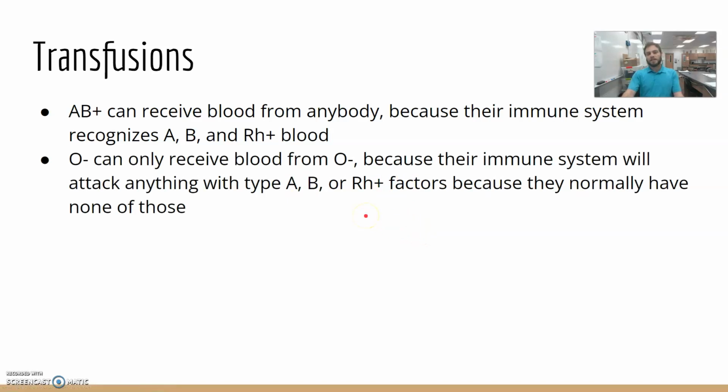O negative is the universal donor, but as a result, they can only accept blood from O negative individuals. Type A, type B, type AB blood is not going to work for them. Anything that's positive, even O positive, will not work for these individuals because they do not have the Rh factor in their blood. And so anything with an Rh factor is going to be recognized as a foreign antigen, and they're going to be attacking it.